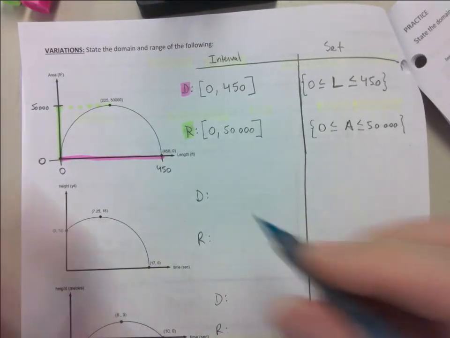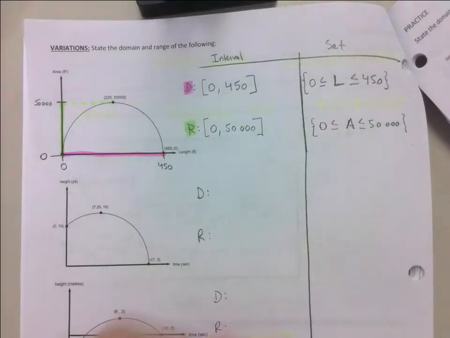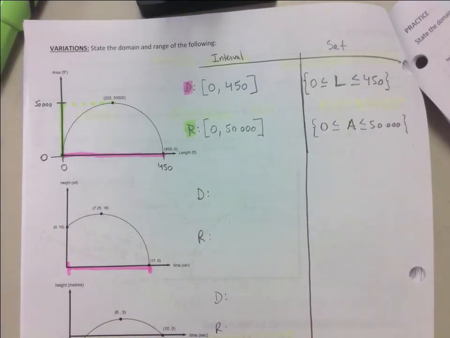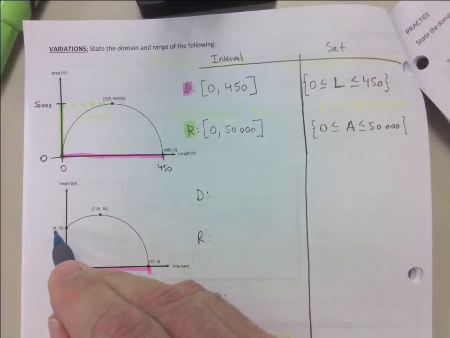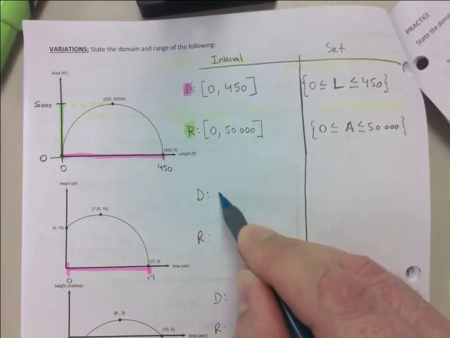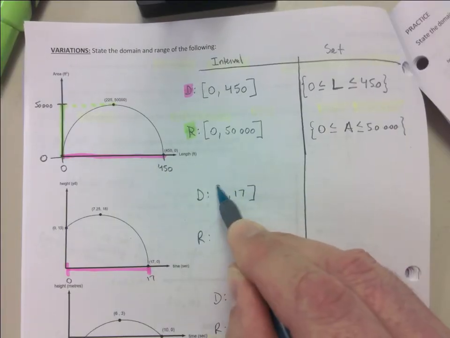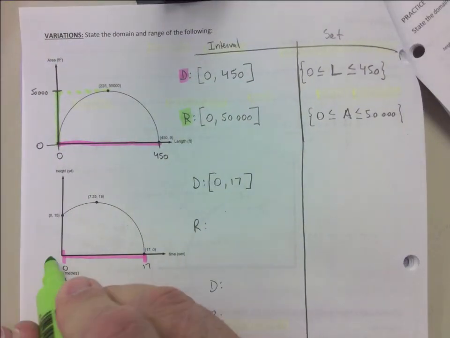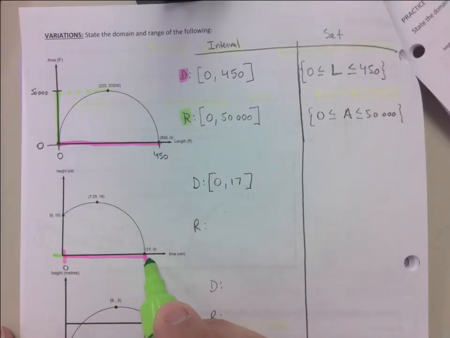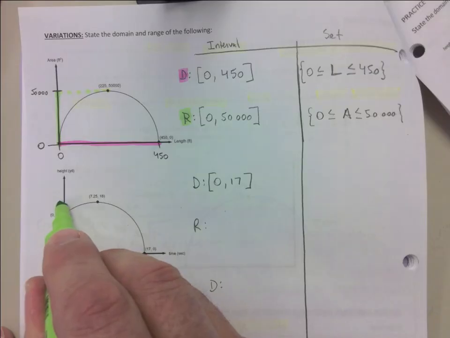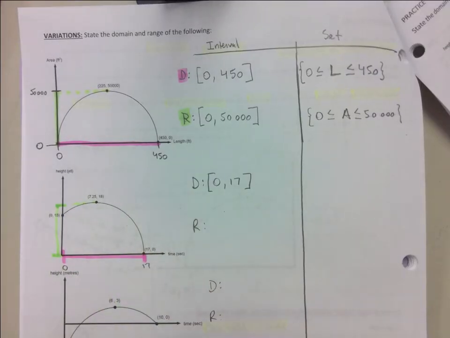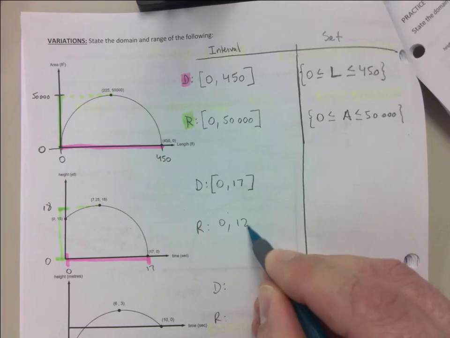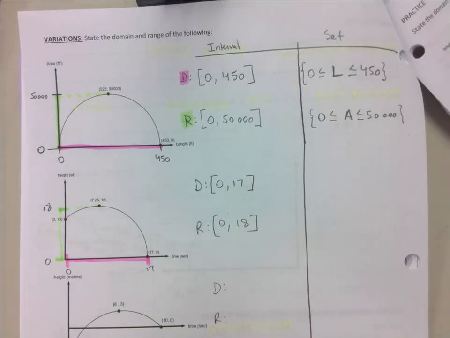Okay, so for the domain on this first one here, the graph goes from 0 all the way to 17. So x is 0, all the way to the largest, which is 17. So this is how you would want to write it. For the range, you go all the way to 0. At some point, even though you don't start there, you do end up at 0. So 0 all the way to the highest point, which is 18. So you go from 0 to 18. That is your range there.